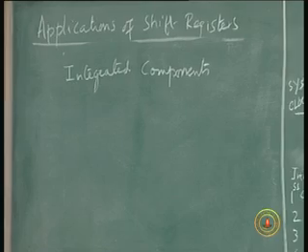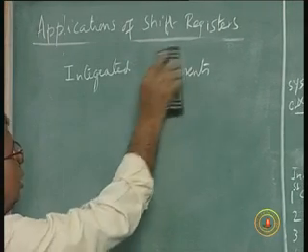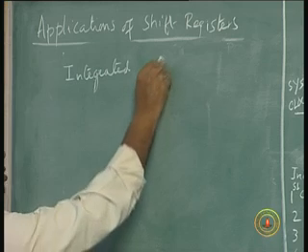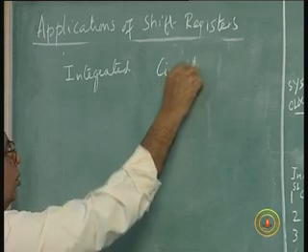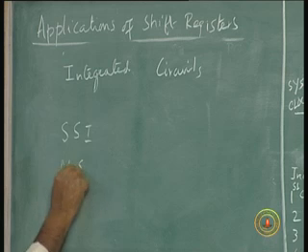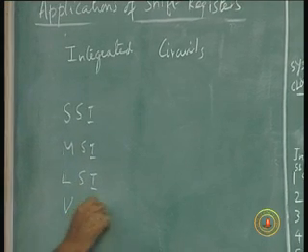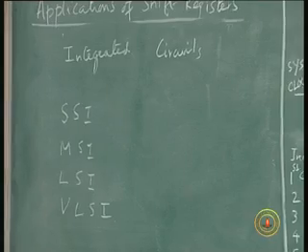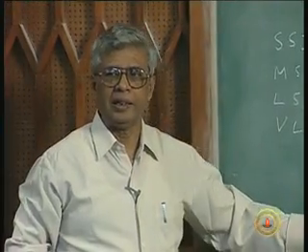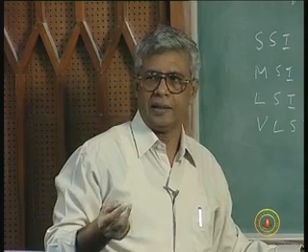But these integrated circuits are classified into small scale integrated circuits, medium scale integrated circuits, large scale integrated circuits, and very large scale integrated circuits. A small scale integrated circuit is a circuit with about 10 gates in one circuit.